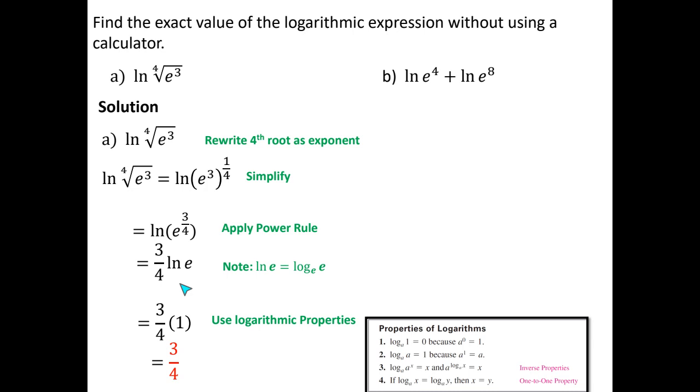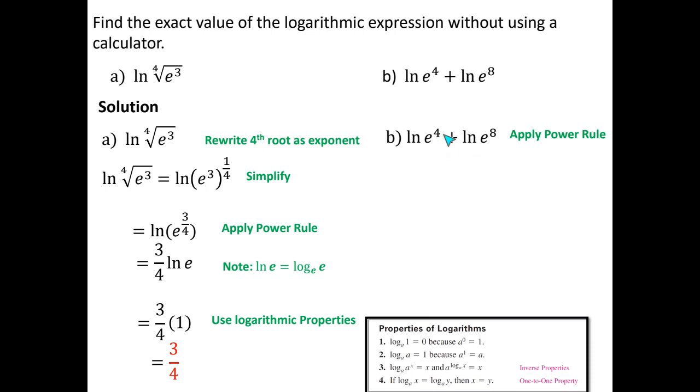So sometimes people like to say that the ln and the e cancel, so they draw a line through it, and then their answer is the 3/4. The reason they draw that line is really because it becomes a 1, and then 1 times 3/4 is going to be 3/4.